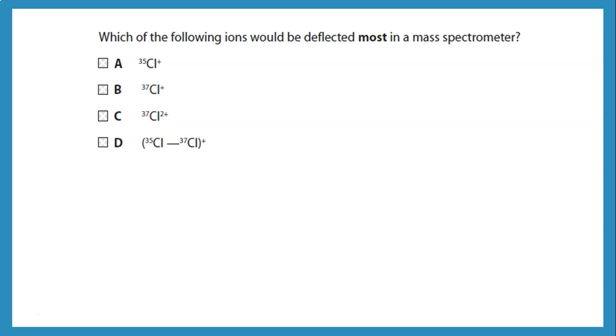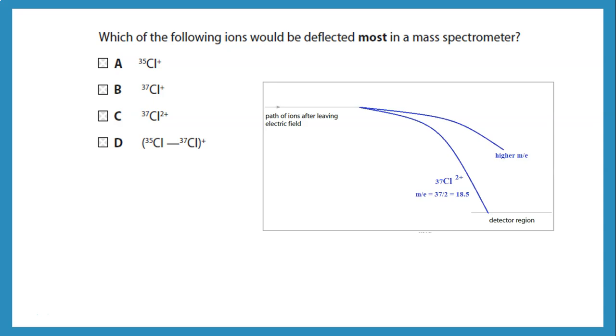Which of the following ions would be deflected most? Remember, we said when it goes through the magnetic field, it is deflected. And we said the ones with the lowest molecular mass are deflected most. The ones with higher molecular mass would be deflected to a lesser extent. So which of these will be deflected most? It's the one that has the lowest m over e.